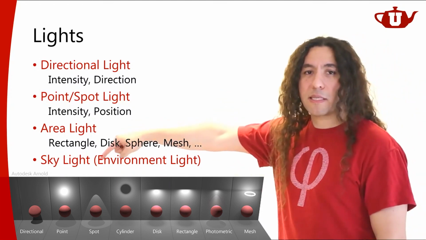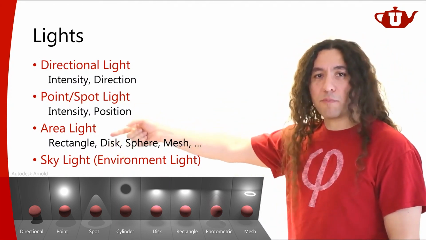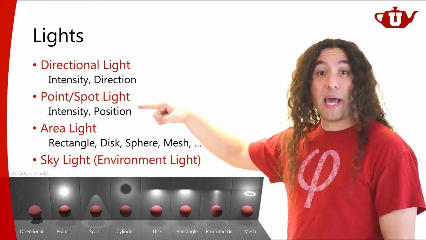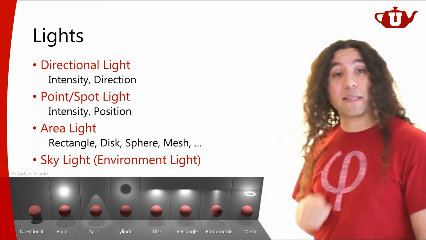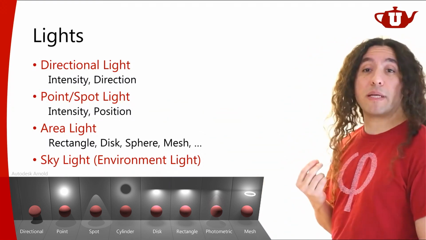So that's a spotlight. Of course, it will come with additional properties. A point light is going to have intensity and position. So if you want to know the light direction, you're going to have to compute it.